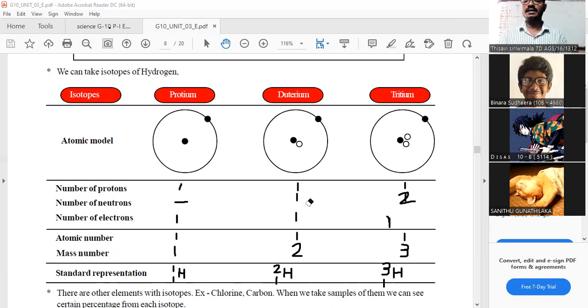Right, now it's correct. Number of protons 1, 1, 1. Number of neutrons 0, 1, 2. Number of electrons 1, 1, 1. They can't be changed. Then the mass number is 1, mass number 2, mass number 3, atomic number 1, 1 and 1. Then the standard representation: 1H1, 2H1, 3H1.